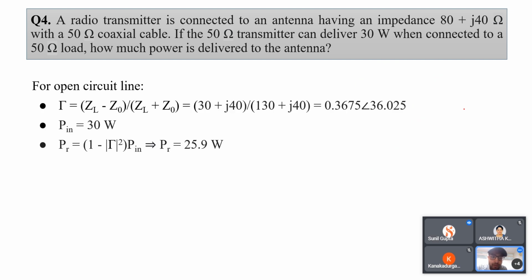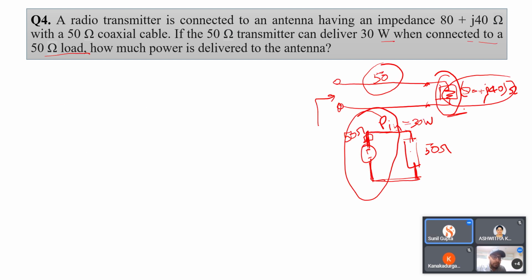Okay, so I'm not clear with the question actually. Yes, two parts are given. One is that the radio transmitter is connecting to an antenna, and the other is that these are two different sources. Or see, the source is the same here, the source which is defined here. The same source I am now applying to this transmission line. So you have to find out how much power is delivered to the load, which is the antenna here.